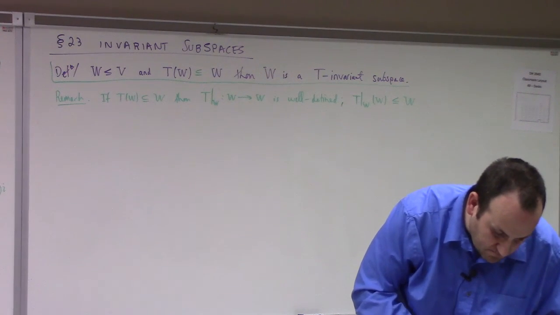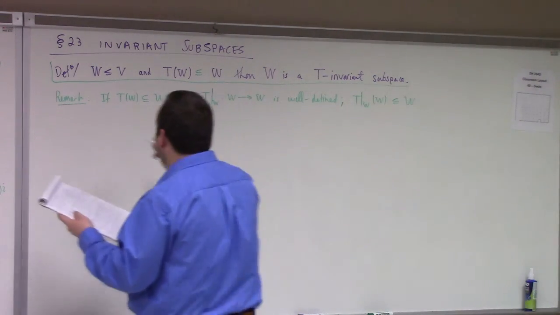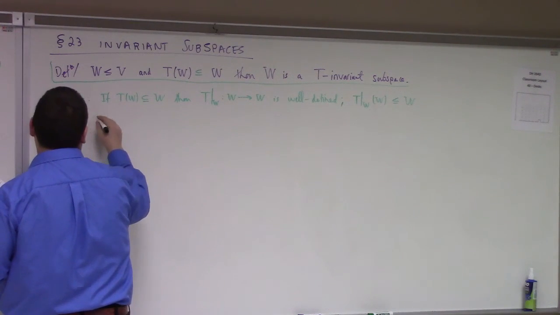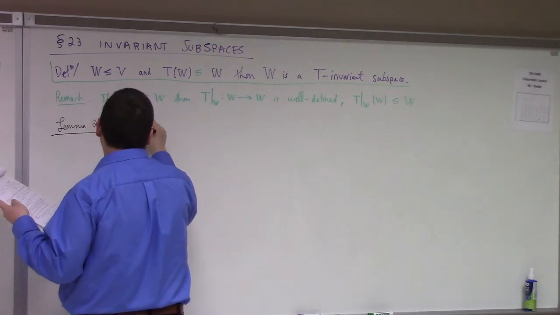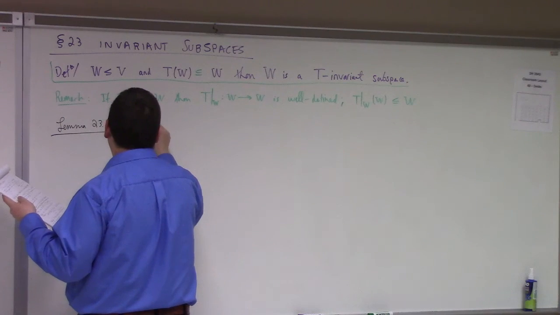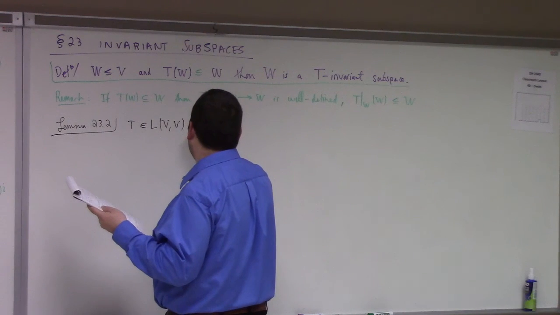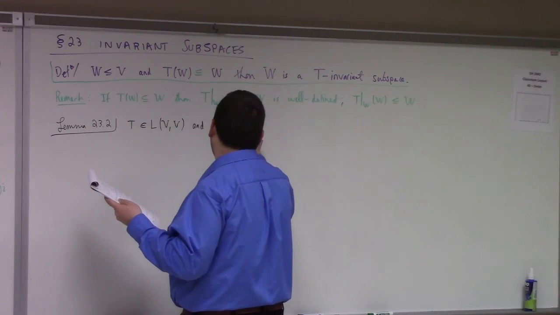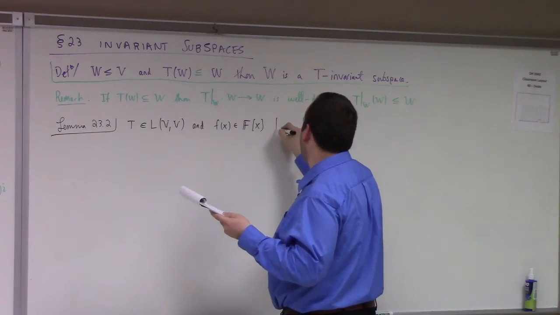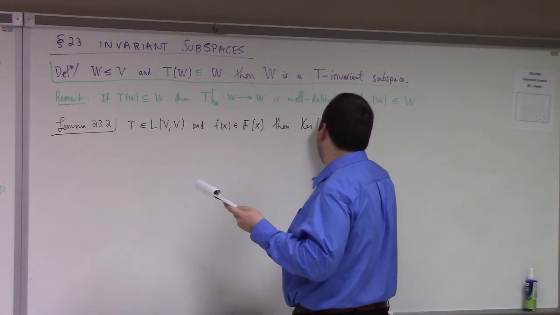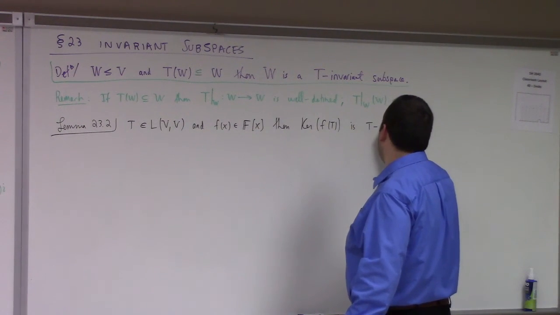All right, now there's a lemma here. This lemma is just nuts. Lemma 23.2. It's just fantastic. All right. So if you have T, an endomorphism, a linear transformation from V to V, and if you have a polynomial f of x over your field, then the kernel of f of T is T invariant.